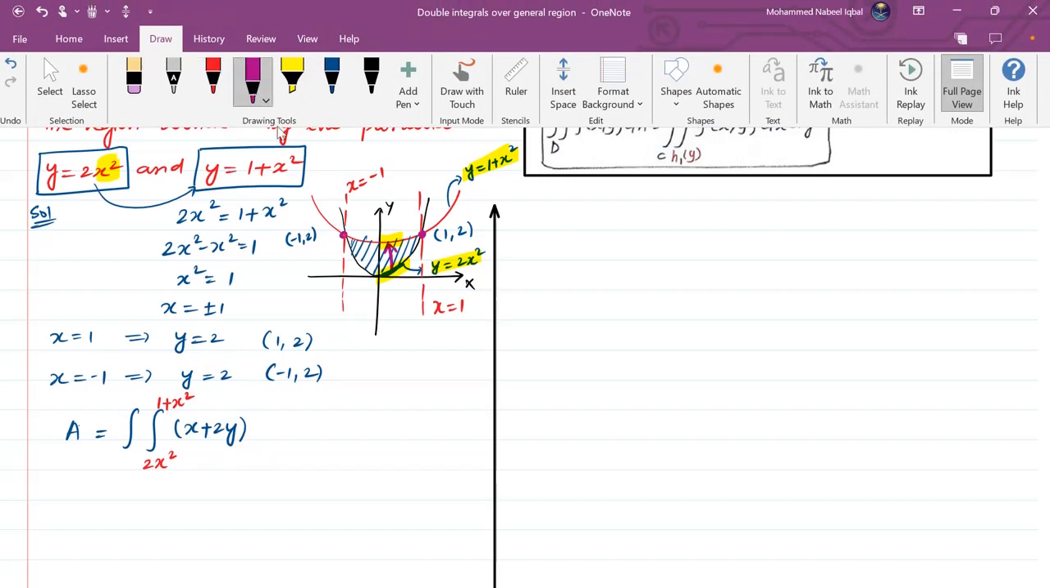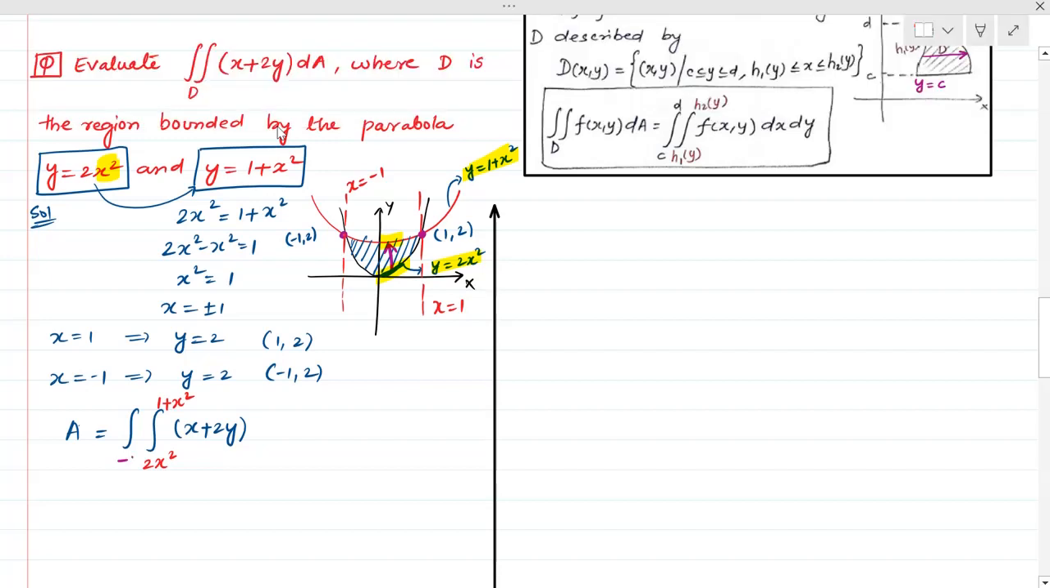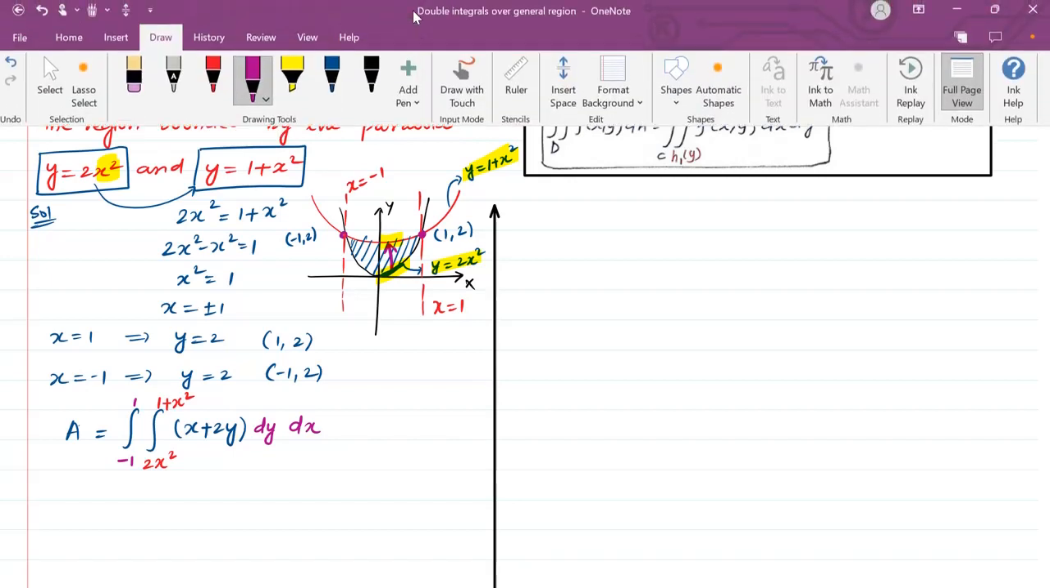Which is minus 1 to plus 1. So I write it here, which is minus 1 to plus 1. And what is the integrator? Here, if it is dx, here it will be always dy, opposite, always opposite. This is the y limit and this is the x limit. So here we can compare.